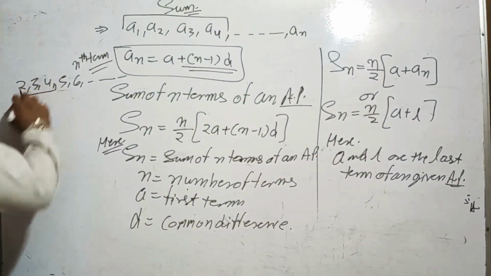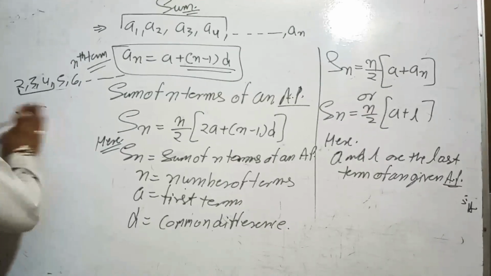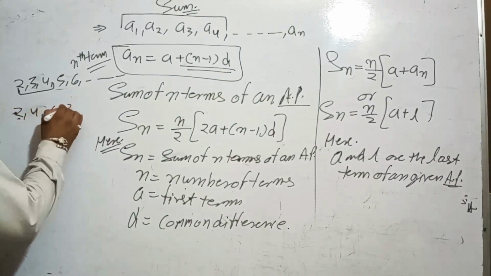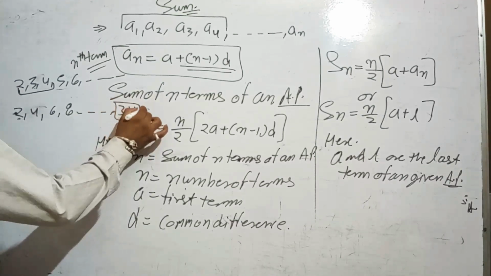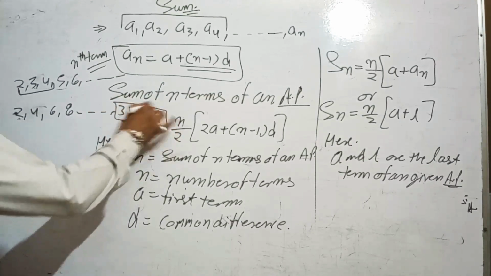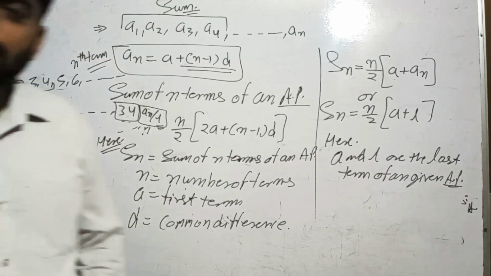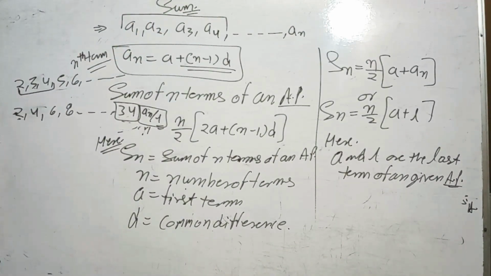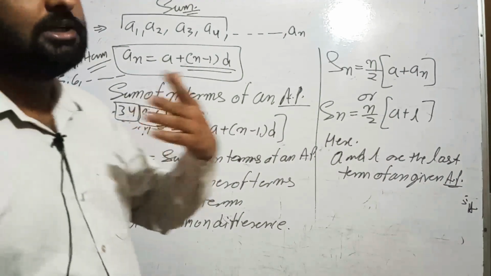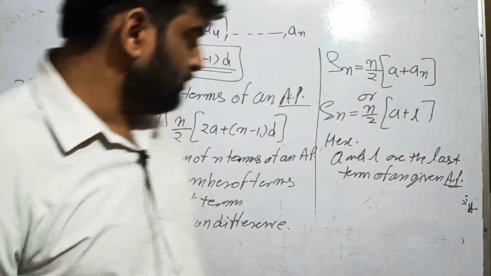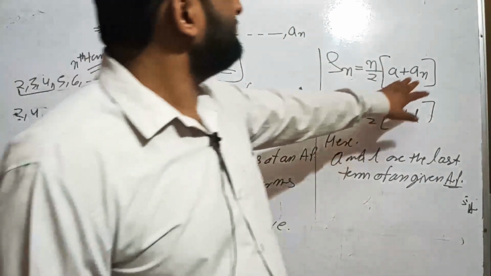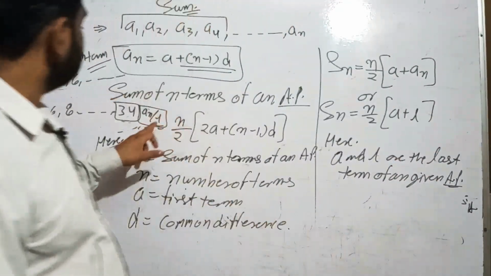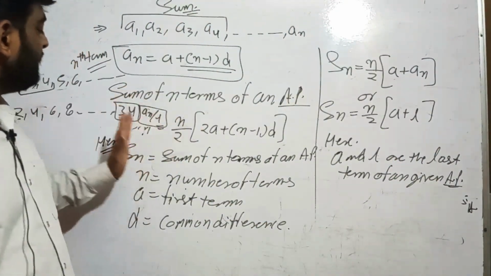It means if the AP is given as 2, 4, 6, 8, and so on up to 34, then 34 is the an or l, students. So here 2, 4, 6. If you want to find the sum, in the next video we will discuss how to find the sum of the given AP when an or l is given.